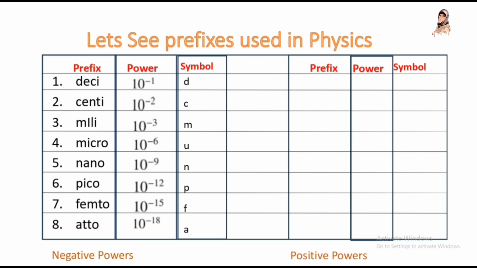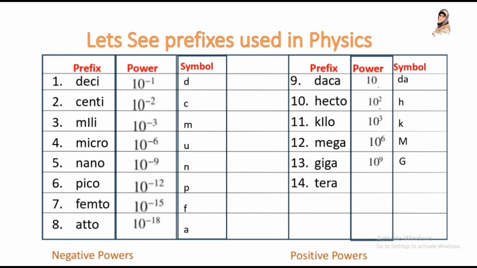Similarly, prefixes for the positive powers are, the first one is deca. Its power is +1 and the symbol is small da. The next one is hecto and its power is +2 and the symbol is H. The third one is kilo, its power is +3 and the symbol is K. Similarly, the next one is mega, giga, tera, peta and the last one is exa and its power is +18 and the symbol is capital E. So these are some prefixes for the negative powers and for the positive powers.